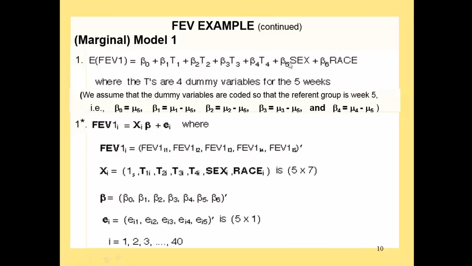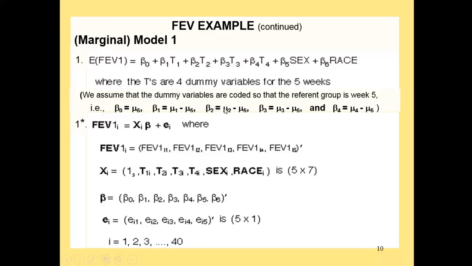all right, so for simplicity's sake, I want you guys to ignore beta 5 sex and beta 6 race. I want you to pretend like those aren't there for now, okay? So, beta 0, the intercept, is just going to be the mean FEV for week 5, right? Mu sub 5, that's what that is, the mean FEV for week 5. Beta 1, then, based on how we've coded this, will be the difference in mean FEV between week 1 and week 5.